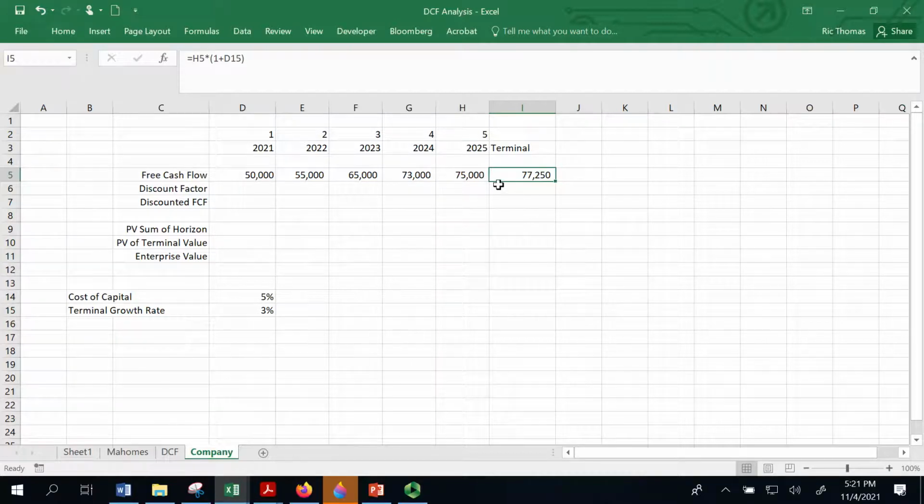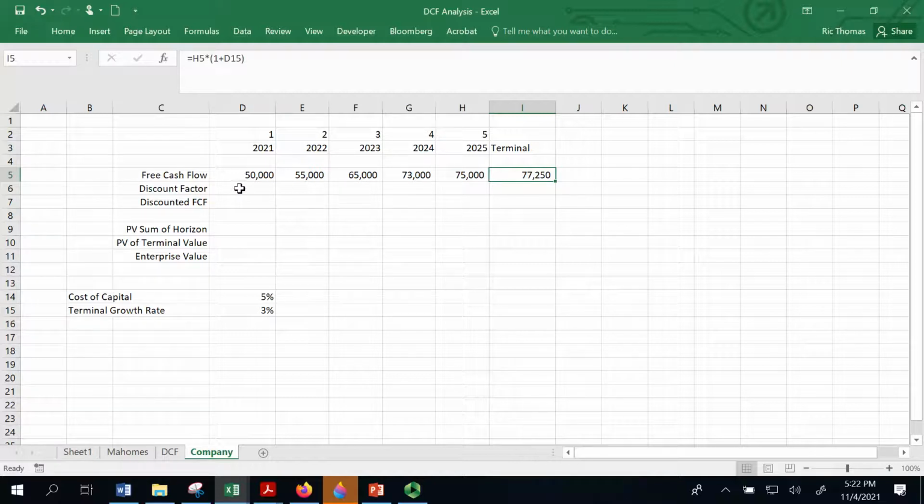The Gordon growth model basically says the value of an enterprise that's growing constantly forever is equal to next year's cash flow divided by the cost of capital minus the terminal growth rate. So it's free cash flow 1, which is a year from now, divided by R minus G. Okay, let me just map this out for you, and I'll show you what I mean.